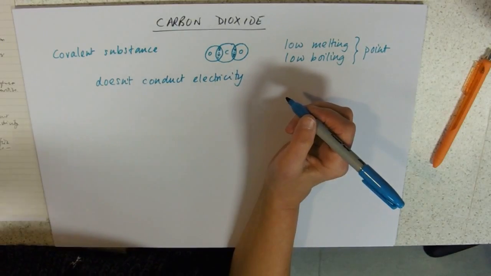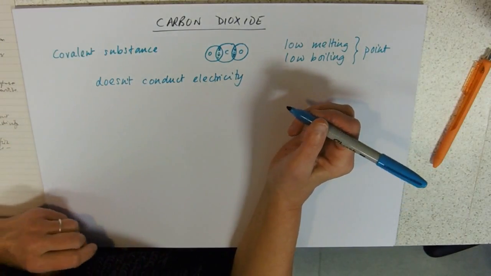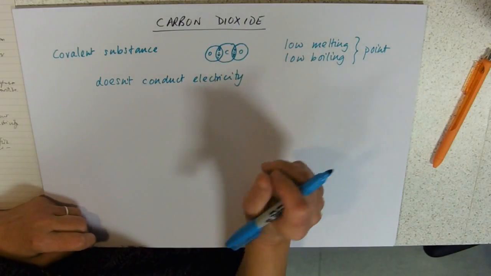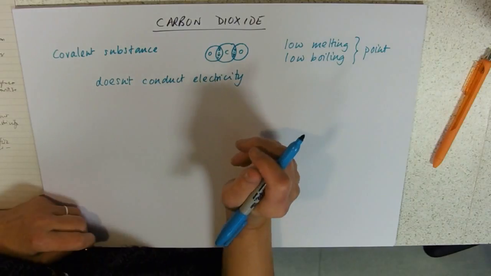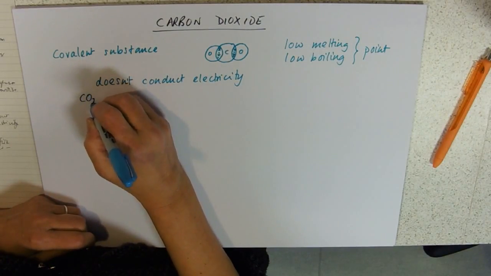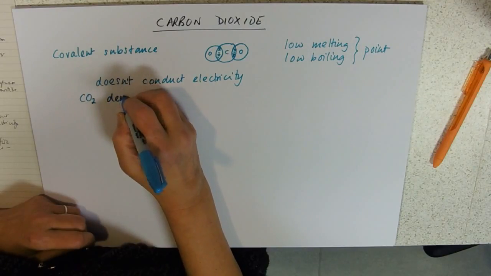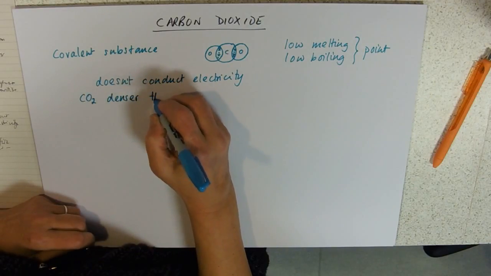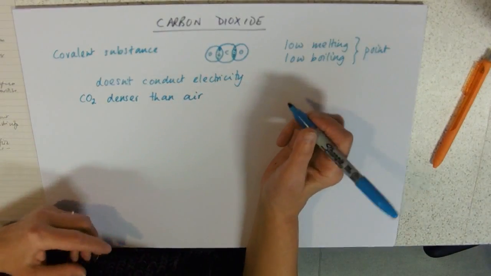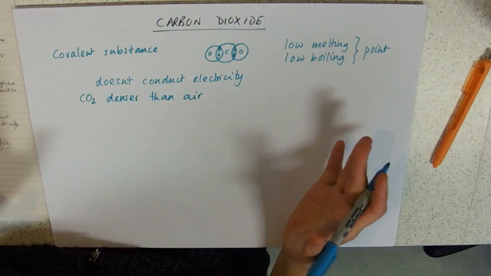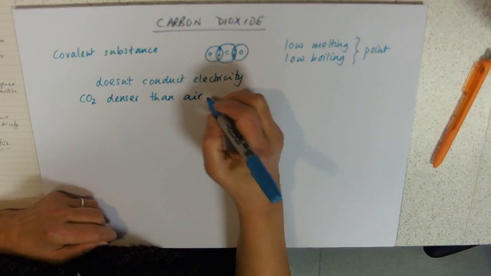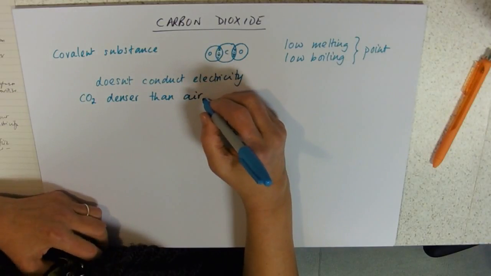And the other thing that I remember pretty much from school really is that you can pour carbon dioxide on top of a candle and it will put it out. So carbon dioxide is denser than air. So that means that if you've got a lot of carbon dioxide in the room, it kind of sinks to the floor.